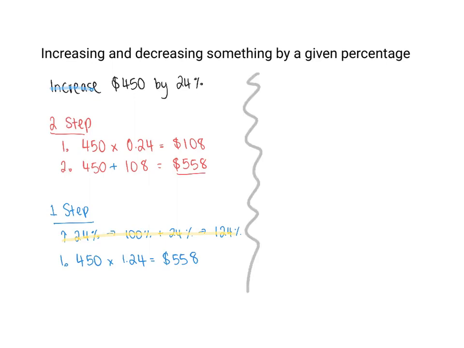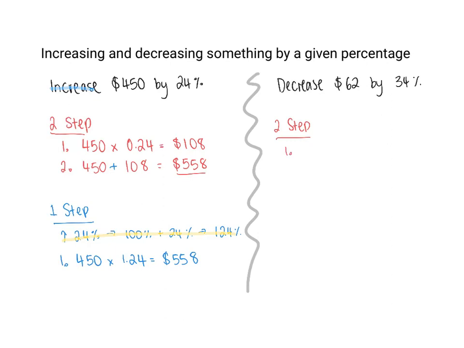Now, decreasing is very similar. Obviously, you're subtracting, you're taking things off, however. So let's say you want to decrease $62 by 34%. Okay, so we're going to decrease. Again, there are two steps, two ways to do it. The first one is the two-step.